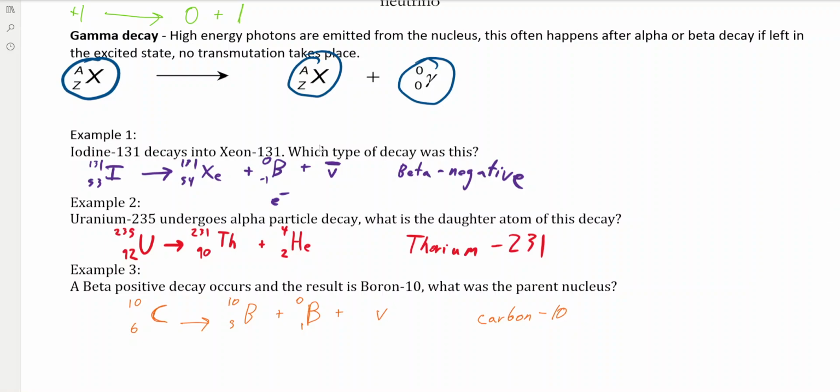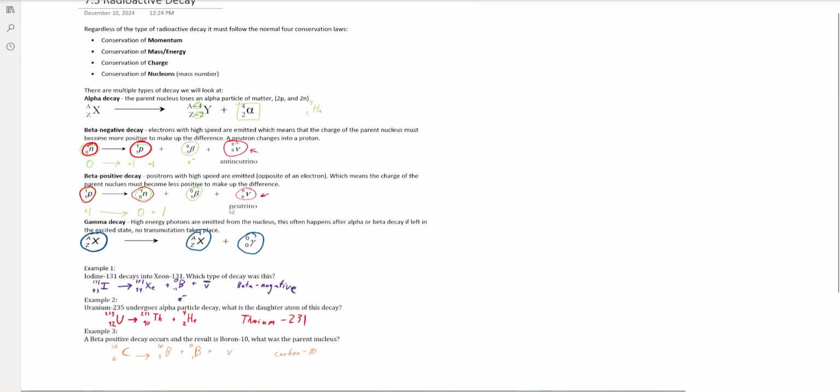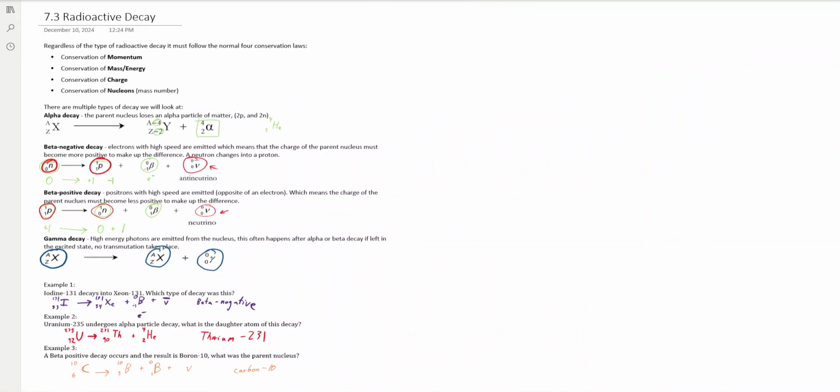Alright, so these are all the different types of decay. I hope this video helped you better understand radioactive decay and some examples. Good luck!